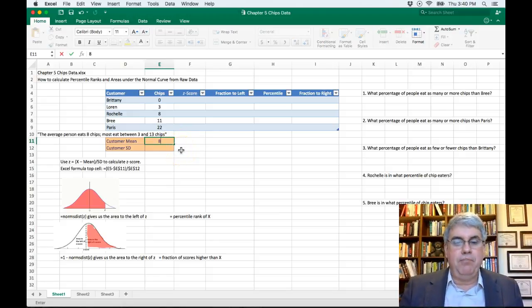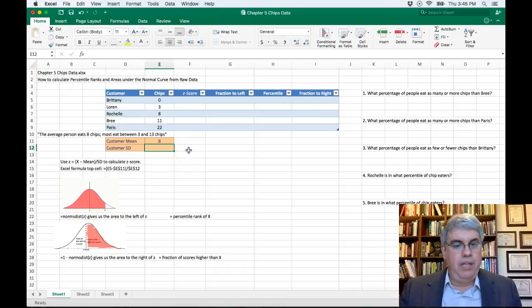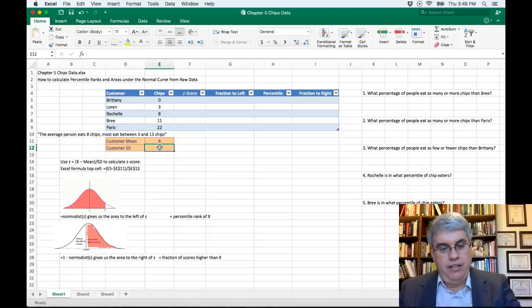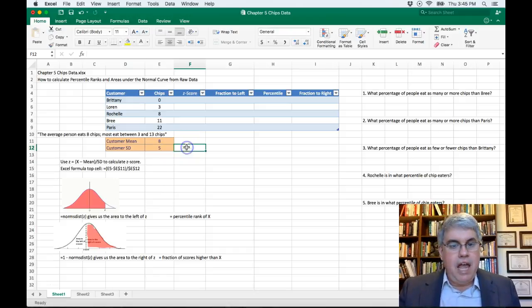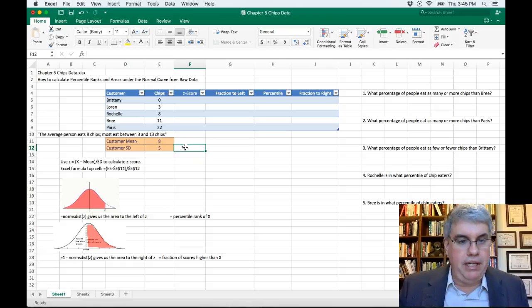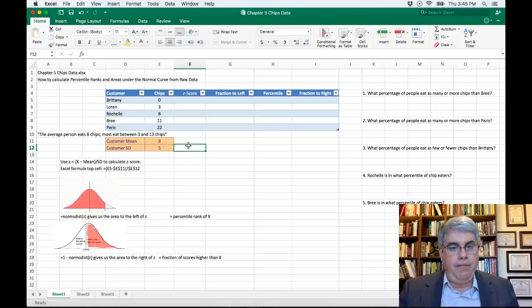And then she says most eat between 3 and 13. Aha, that's an approximate measure of the standard deviation. Since most people eat between 3 and 13 chips, and the average number of chips is 8, that means most people eat 8 plus or minus 5 chips. So we can say the standard deviation is 5. Now, with this information about the customer mean and the standard deviation, we can calculate the z-score for each of the 5 girls, the number of chips that they eat.